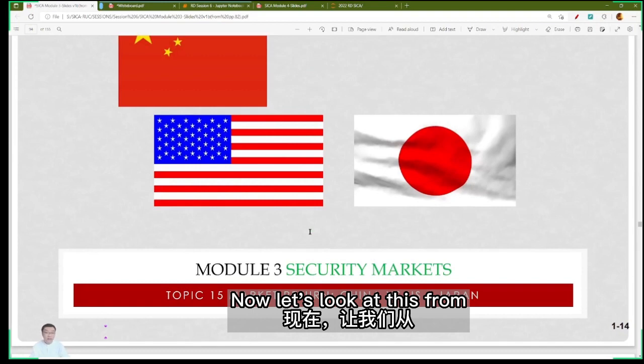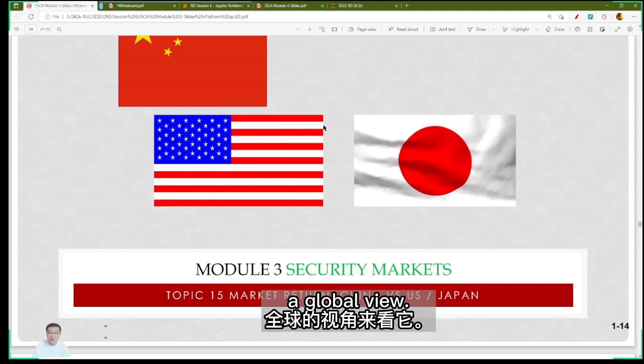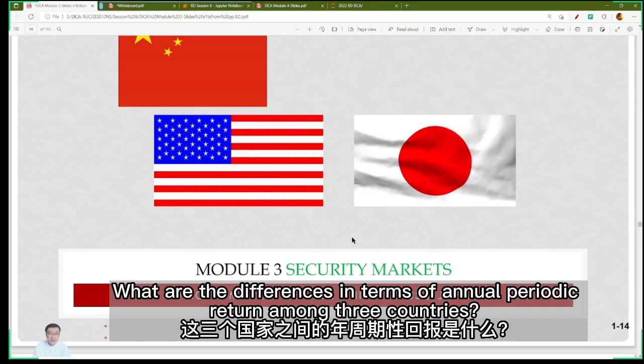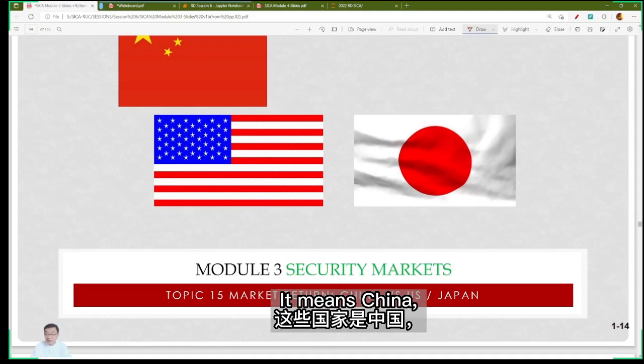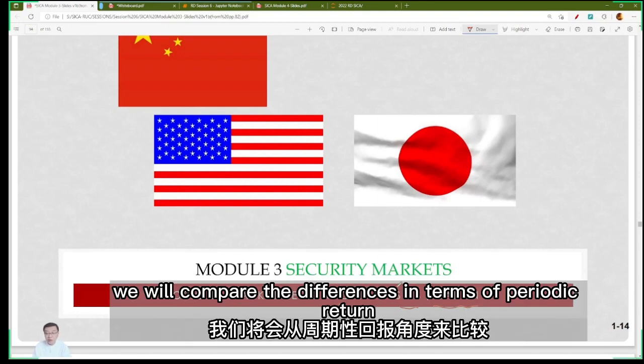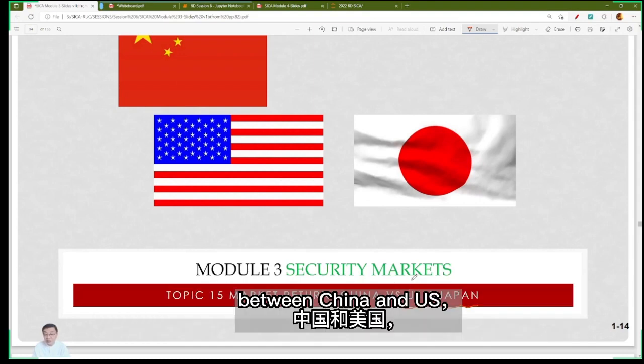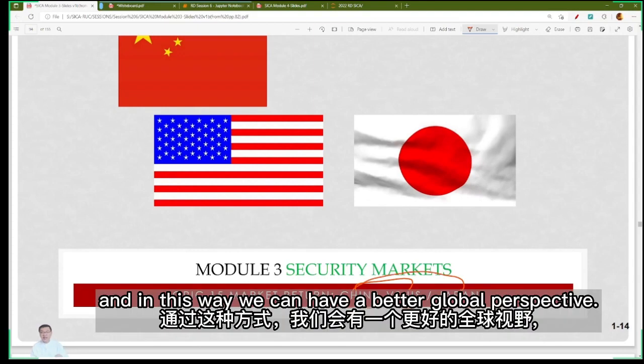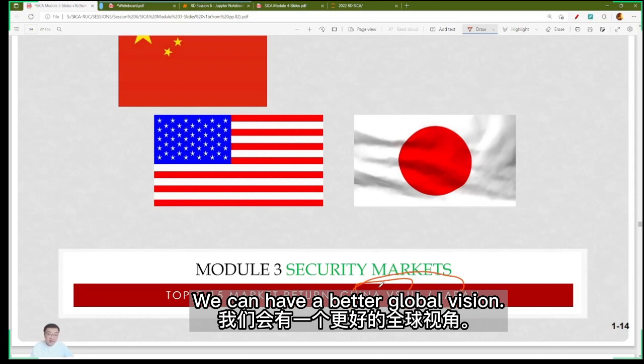Now, let's look at this from a global view. What are the differences in terms of periodic return among three countries? It means China, US, and Japan. So in this topic, we will compare the differences in terms of periodic return between China and US, China and Japan. And in this way, we can have a better global perspective. We can have a better global vision.